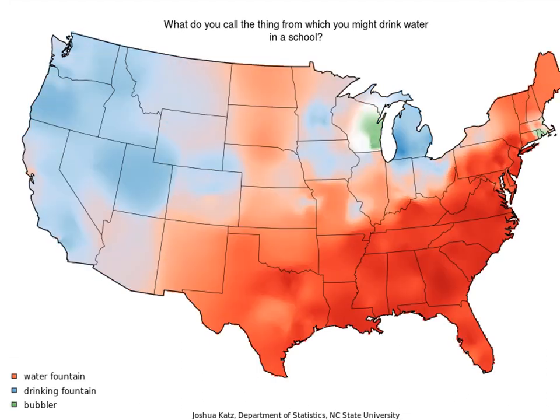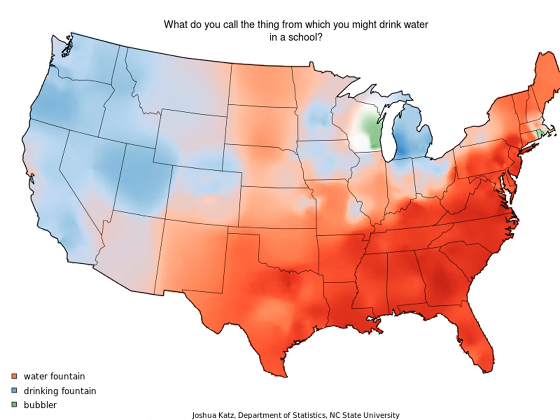Another one here, really quick, is what do you call that thing that you drink water from in school, like out in the hallway? If you're through most of the American South and New England, you're going to call it a water fountain. But if you're on the West Coast, you're going to call it a drinking fountain. Now, if you'll notice, like Rhode Island and a little bit up there in the Great Lakes, you're going to get bubbler. I have no idea where the heck bubbler ever came from. That one's a new one on me.